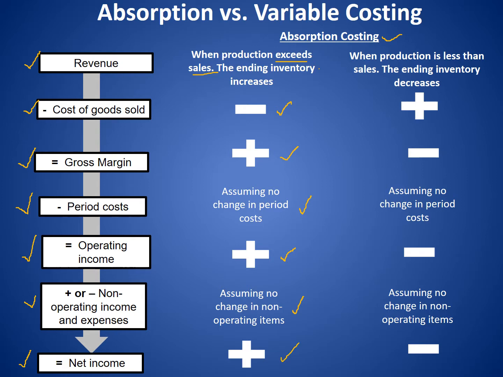Now, under absorption costing, when production is less than sales, our ending inventory decreases, which means our cost of goods sold is going to increase. If our cost of goods sold increases against our revenue, that means our gross margin is going to decrease. Assuming no change in period cost, that means our operating income will decrease. Assuming no changes in our non-operating income or expenses, then our net income will decrease.